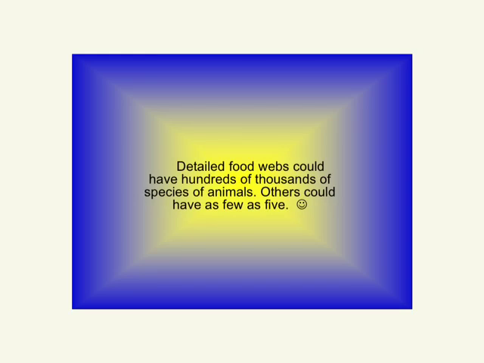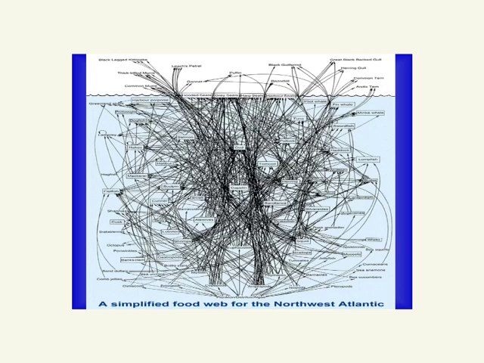Detailed food webs can have hundreds of thousands of species of animals. Others could have just as few as 5. So each one of these food webs we've looked at is becoming more and more complex. Take a look at this last one. It'll blow your mind. Boom! Mind blown. So if you notice the words down here at the bottom, it says a simplified food web of the Northwest Atlantic. This is simplified.